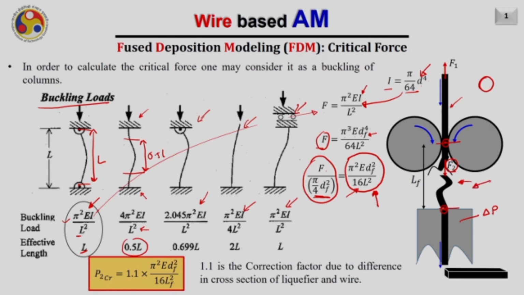Also, we know that the diameter of the liquefier will be slightly larger than the diameter of the wire. Therefore, to accommodate this error, usually a correction factor of 1.1 is used, and the modified value of the pressure which the wire can handle can be given as P2Cr, the critical pressure acting on the wire, equals 1.1 multiplied by pi square E df square divided by 16 LF square. Here again I am replacing this L with LF because I am talking particularly about this distance, that is LF, right now.